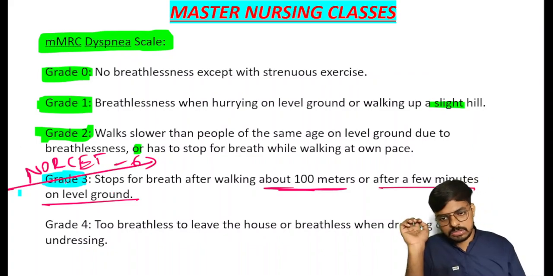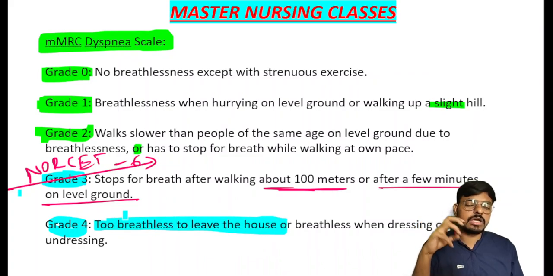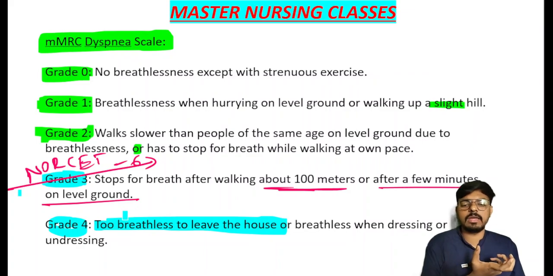And grade 4 is the question we asked in today's MNC class. That is, too breathless to leave the house. He is feeling breathlessness just to go out of the home. That is what we call the grade 4 dyspnea score.